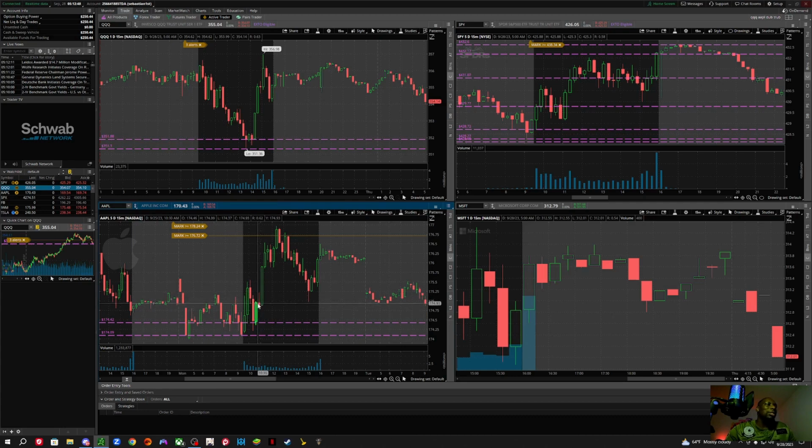It wicked up, pushed down, turned a little red. A lot of times this is just to shake you out of a trade, and then boom, it fired off.